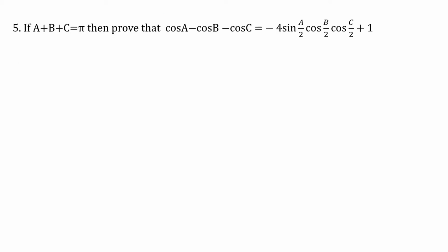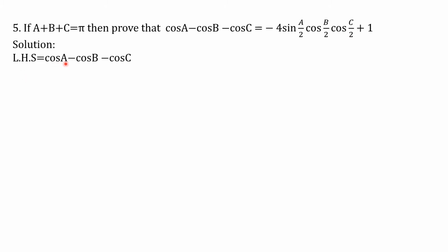Our next question is question number 5. If A plus B plus C is equal to pi, then prove that cos A minus cos B minus cos C is equal to minus 4 sin A by 2 into cos B by 2 into cos C by 2 plus 1. So solution, left hand side we have copied.